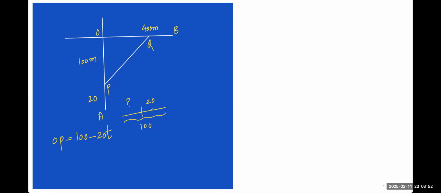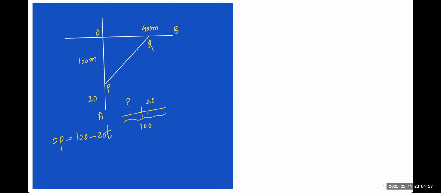Initially, the train is at the point B, 400 meters from O, and the car is at a point A, 100 meters from O. The train is traveling at a constant speed of 25 meters per second towards O, and the car is traveling at a constant speed of 20 meters per second towards O. At time t seconds, the train is at the point Q and the car is at the point P. Find the expression for the distances OP and OQ as functions of t.